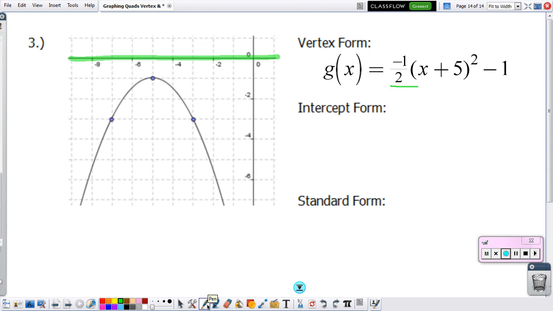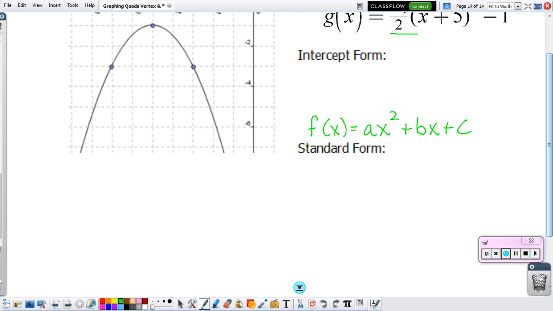But let's look forward. How would we write this in standard form? If you remember back from your Algebra 1 days, standard form of a quadratic is ax squared plus bx plus c. If you already have a form in vertex form, you can convert it to standard by just doing some algebra. So we are going to take our vertex form, and I'm going to convert it to standard.